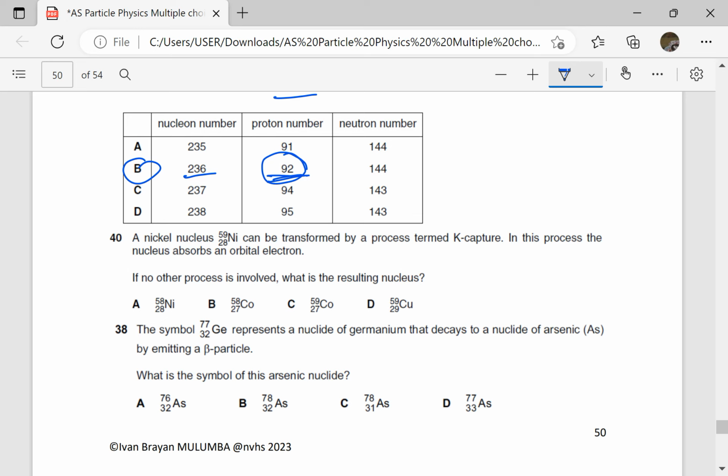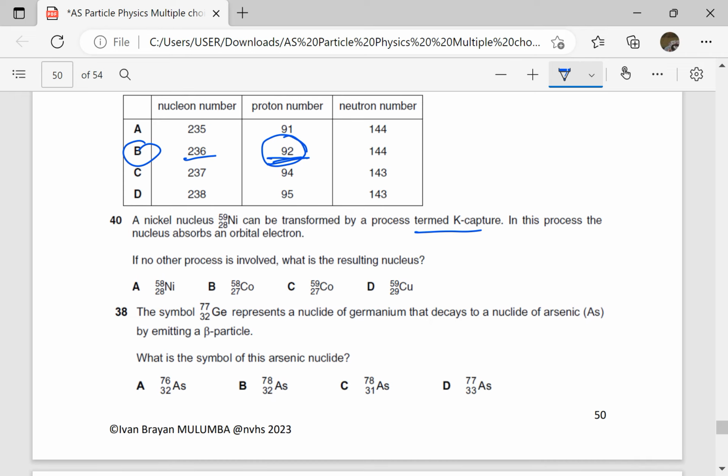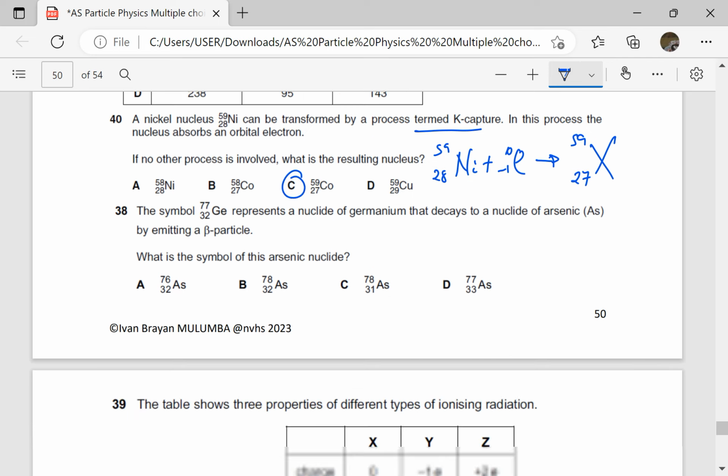A nickel nuclide can be transformed by a process termed K capture. In this process, the nucleus absorbs an orbital electron. So let's see. Nickel 59 28, it is absorbing an electron, that is K capture. So this gives us a nucleus X, which has nucleon number 59. Proton number should therefore be 27 to balance. So the answer is going to be cobalt, Co.